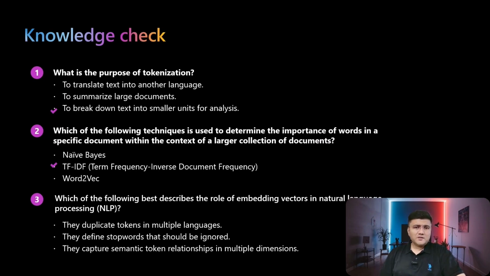Then you have a third one: which of the following best describes the role of embedding vectors in natural language processing? The answer is they capture semantic token relationships in multiple dimensions, like I was showing you in the cat and dog example.